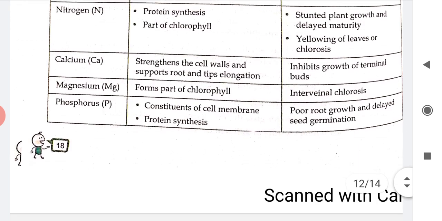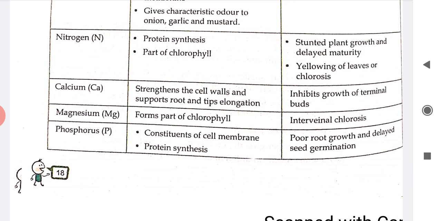Okay. Now calcium. It strengthens the cell wall and supports root and tip elongation. Yes, calcium gives strength to the cell wall and also supports the root tip and shoot tip elongation. Elongation means growth. Okay, now its deficiency inhibits growth of terminal bud. Terminal means the axillary bud, the upper part, the end point of the plant. It inhibits the growth of that terminal bud.